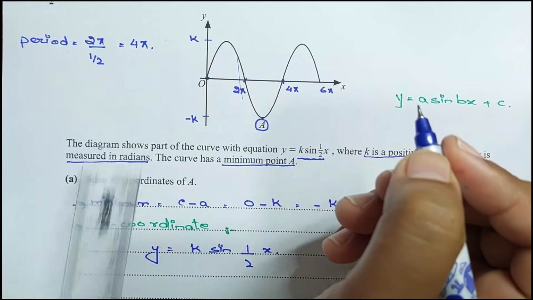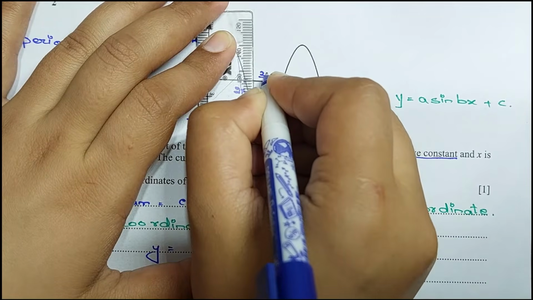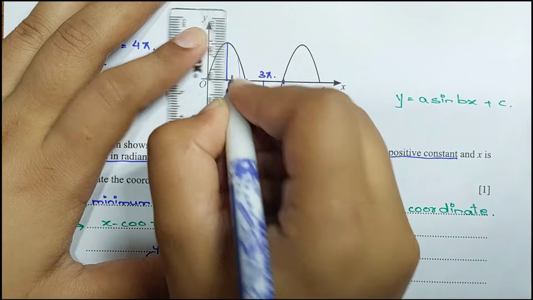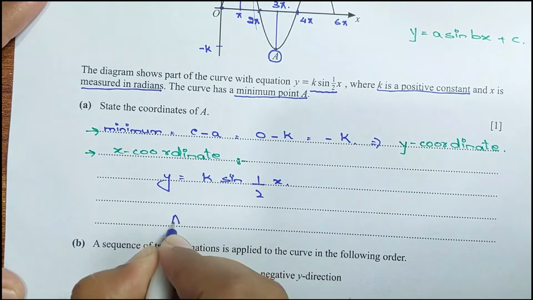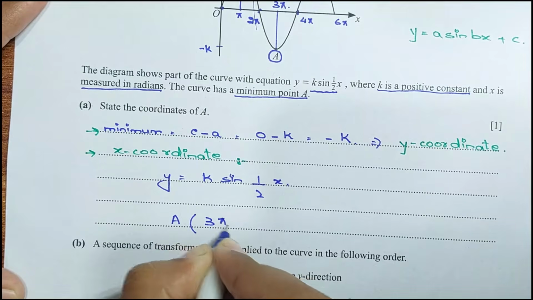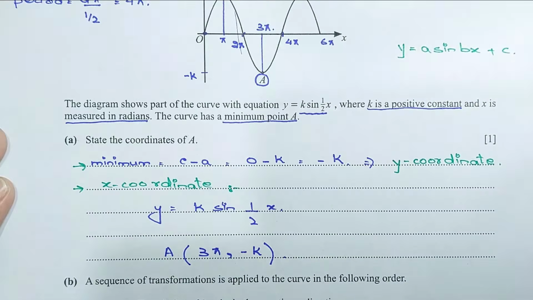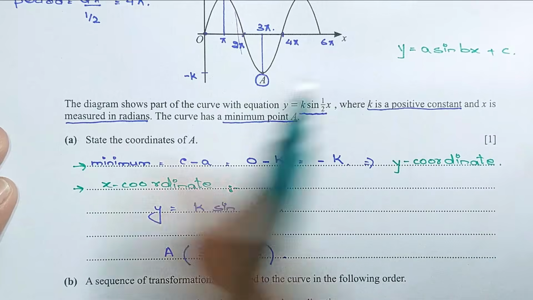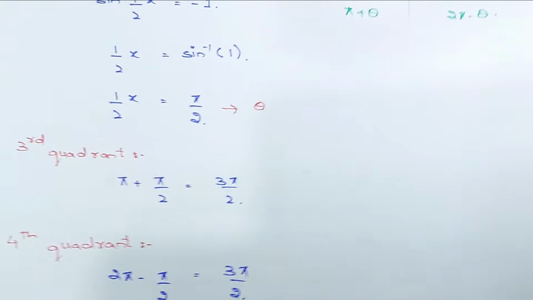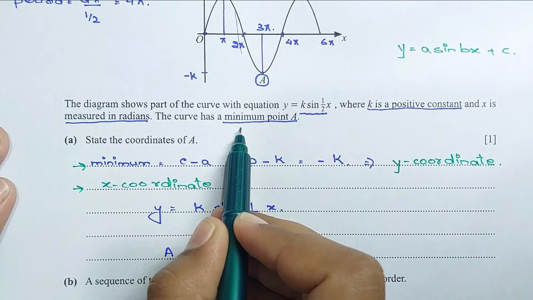So in the middle, the minimum x coordinate is 3 pi. We are not using pi because pi lies over here. So that is why we are using 3 pi. So we can say the coordinates of A: the x coordinate is 3 pi and the y coordinate is negative k. I hope this makes sense now. Okay, this is just a 1 mark question, so there is no need to do the question in detail. I did each and every step just for understanding. The main concept here is we have to find the minimum point, the x and the y coordinate.